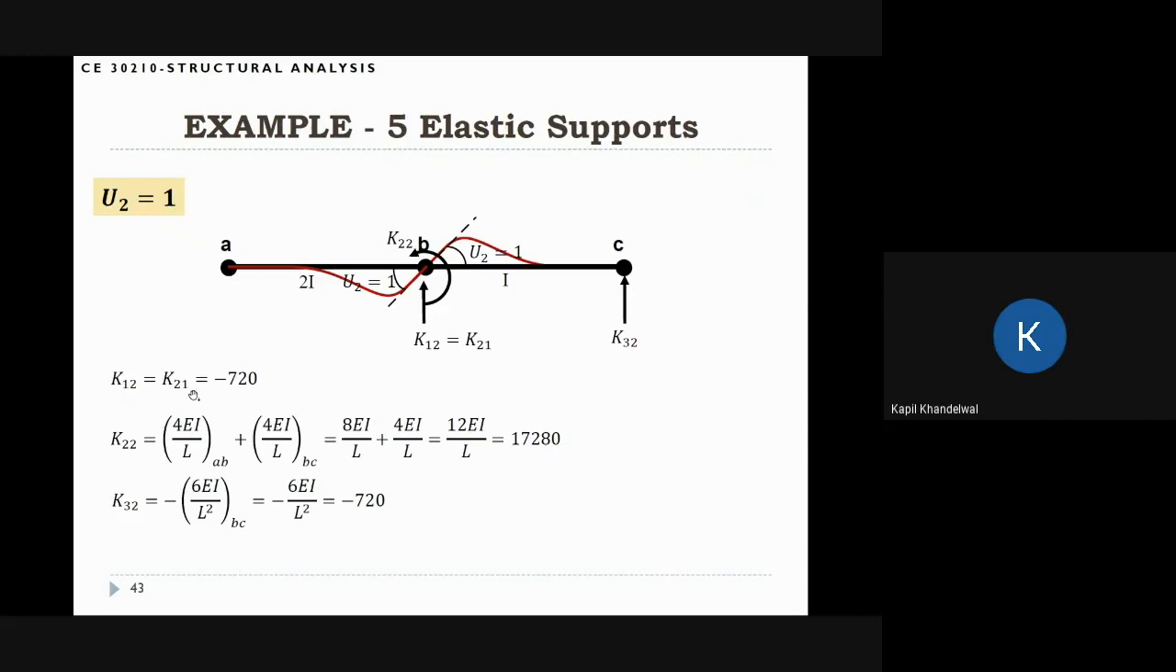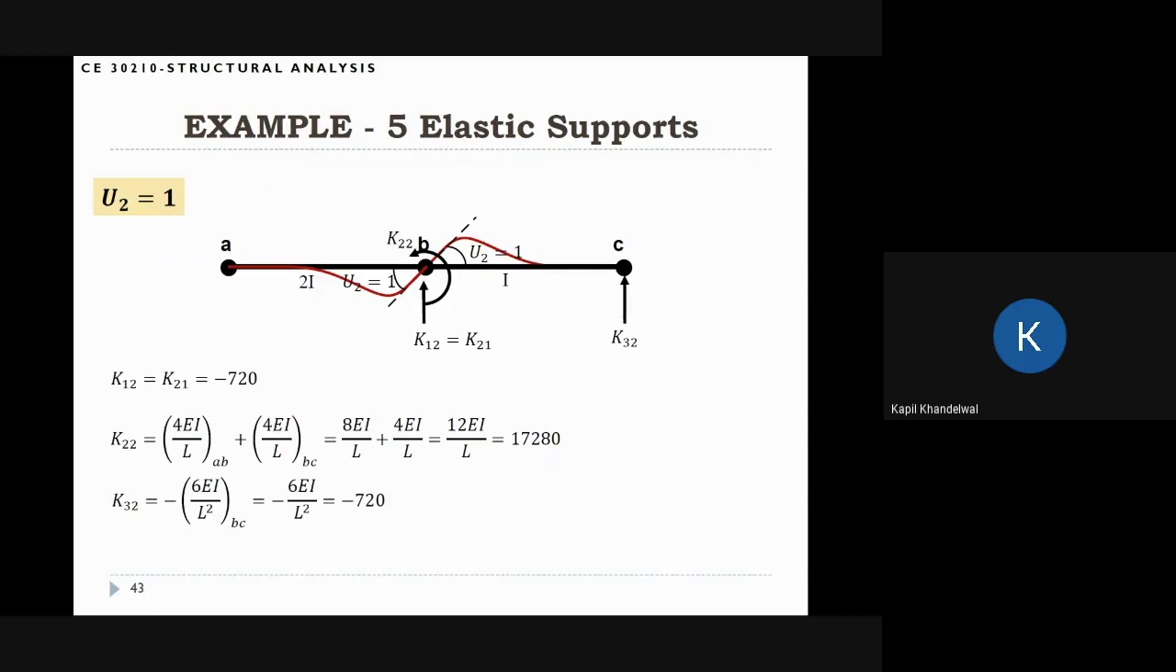K12 is equal to K21. So we are getting this from symmetry. So we are not really calculating it again. And K32 is actually minus 6 EI by L squared from member BC. So if we do the algebra, it just turns out to be minus 720. So this is the second degree of freedom.